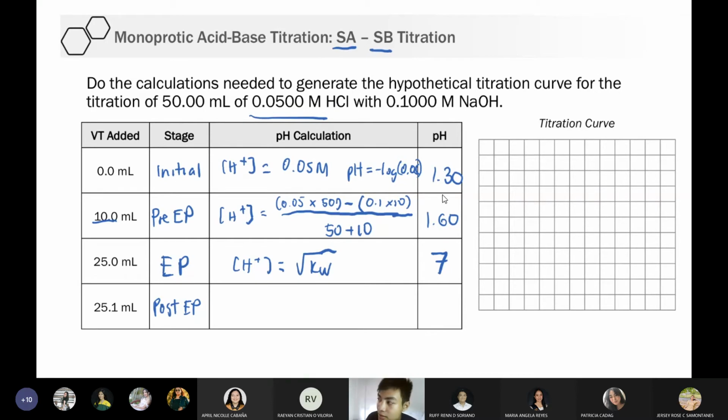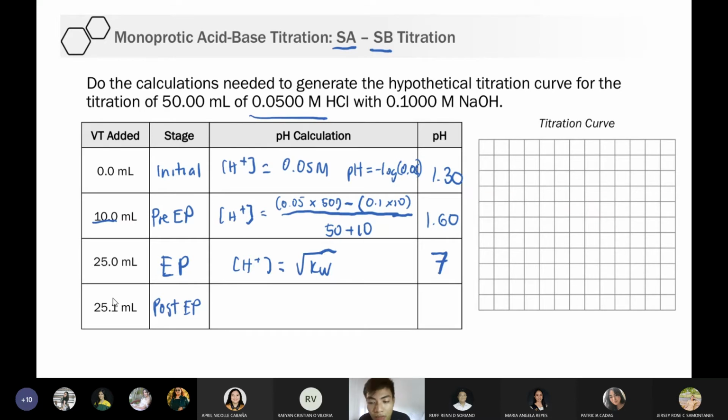Okay, as you can see, it is slightly increased, no? From 1.3 naging 1.60. That means nag-add talaga tayo ng titrant. Then you add certain volume until you reach the endpoint, which has a pH equal to 7. And then lastly, ito, lumagpas na tayo ng 0.1. Post-equivalence na yan. So how will we determine the pH of the solution?